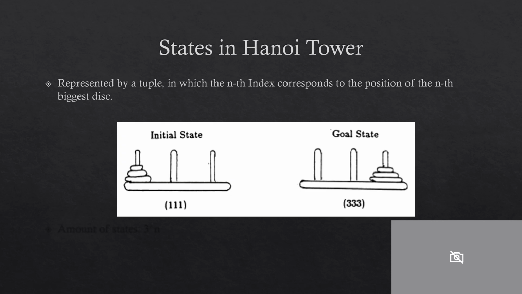Another example we can see with the initial state and the goal state. Here we only have 3 disks, so it's a little easier. In the initial state, as I said before, with our disks on the left side, it would be 1, 1, 1, and the goal state 3, 3, 3. And the number of states is 3 to the power of n. That makes sense, as every disk can be on any of the 3 different stacks.